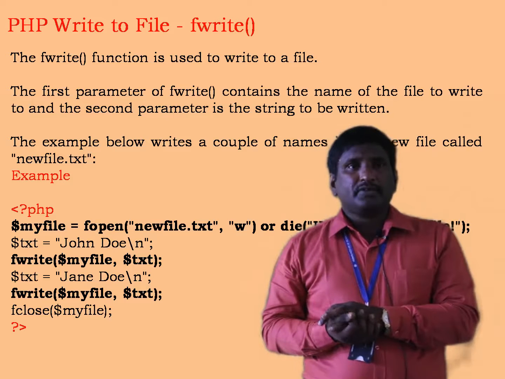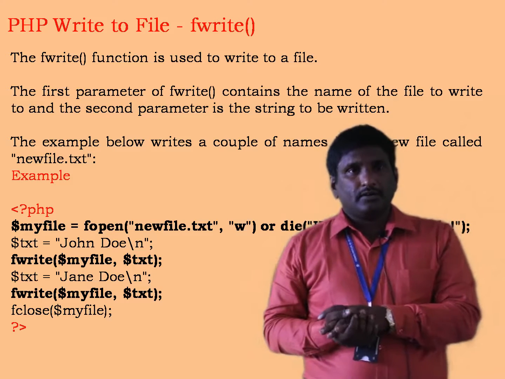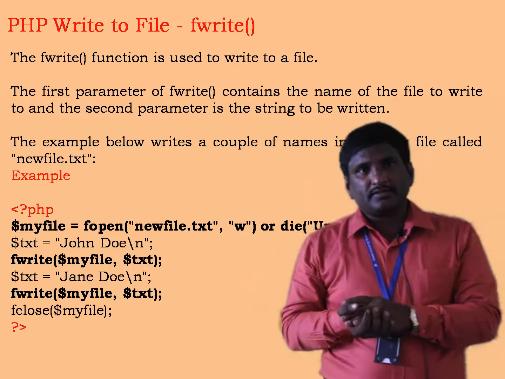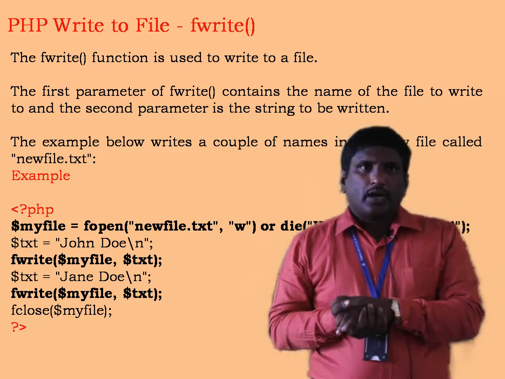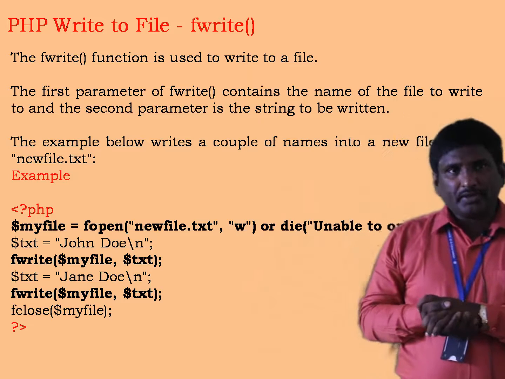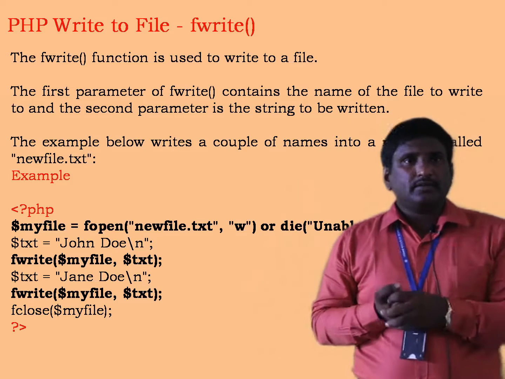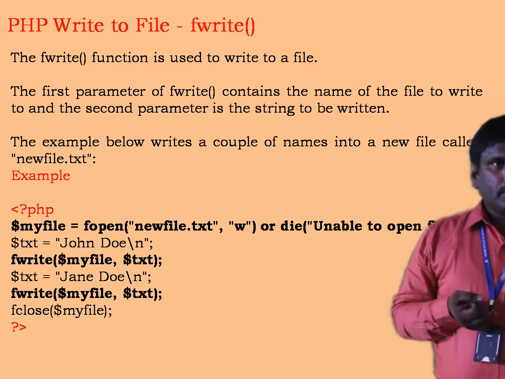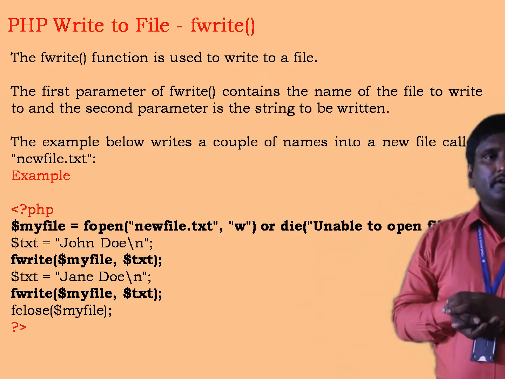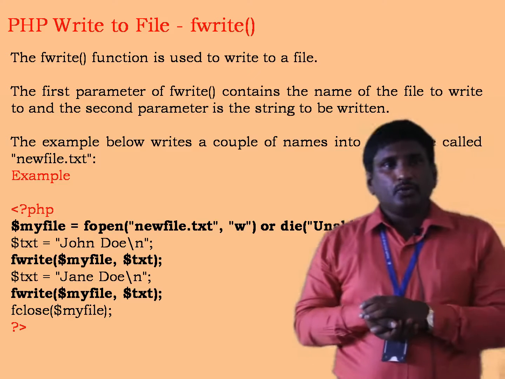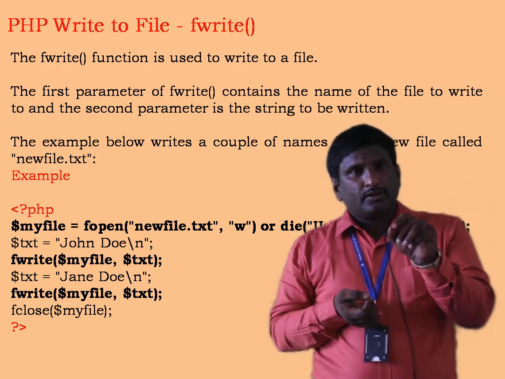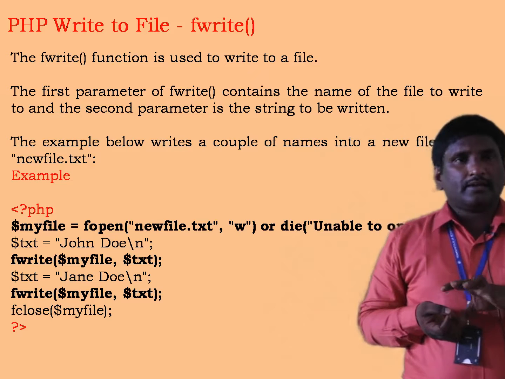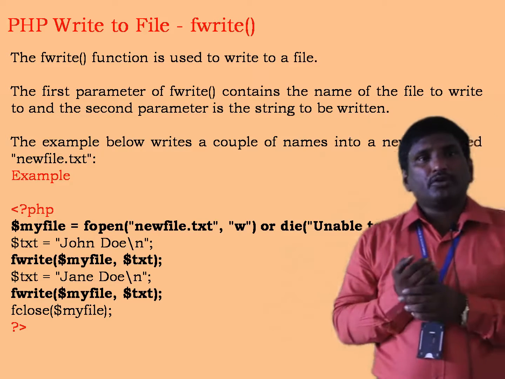PHP write to a file. By using the fwrite function, we can write characters onto the file. The first parameter of fwrite contains the name of the file to write to, and the second parameter is the string to be written. See the example. First I need to open the file newfile.txt. The mode is W. If newfile.txt exists, the content available in it will be erased if your mode is W.